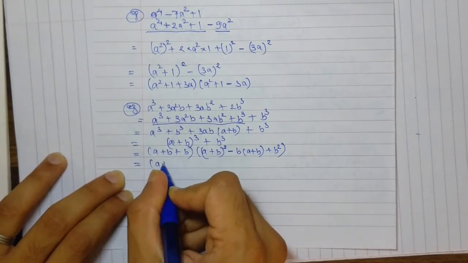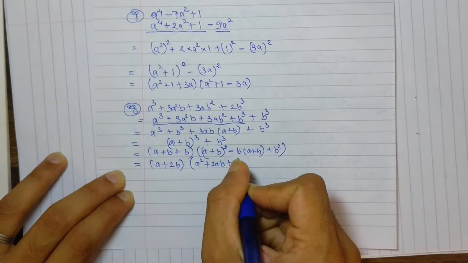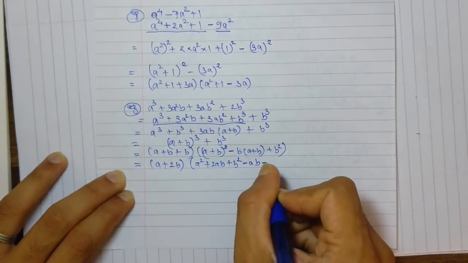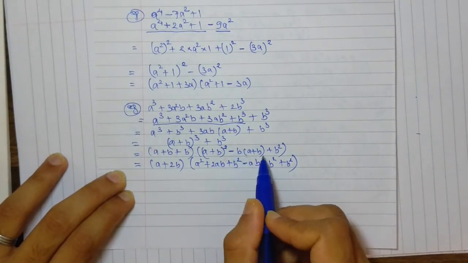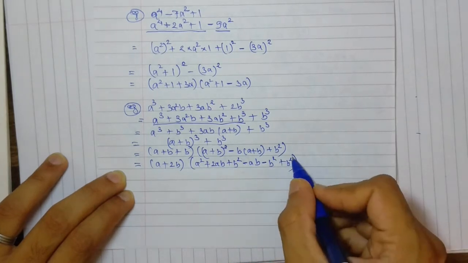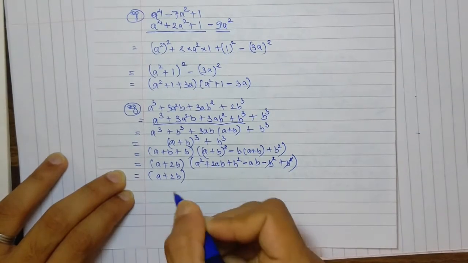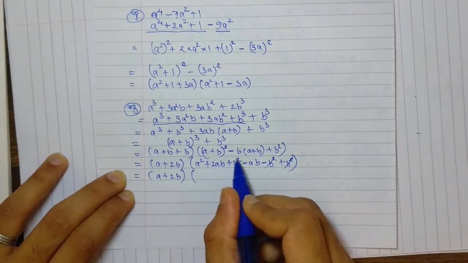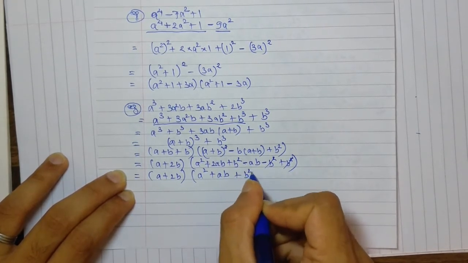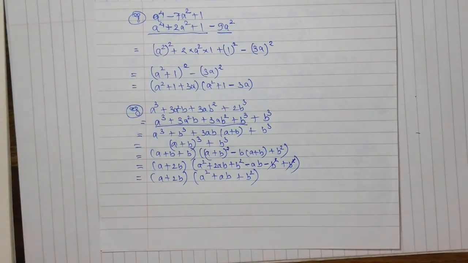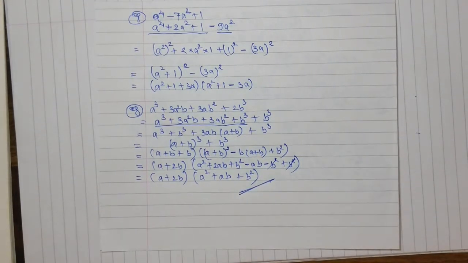So this will become a plus 2b. This will become a square plus 2ab plus b square. This will become minus ab minus b square plus b square. Minus b into a is minus ab, minus b into plus b is minus b square. This minus b square plus b square will cut. So you will get a plus 2b a square. This plus 2ab minus ab will become ab. So a square plus ab plus b square. So a plus 2b bracket a square plus ab plus b square. This is the final factorization.